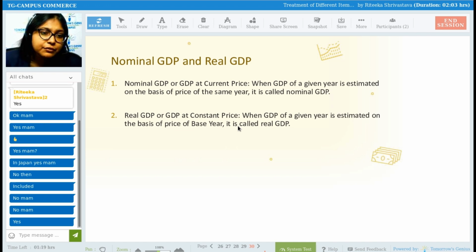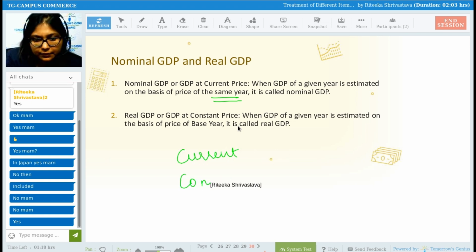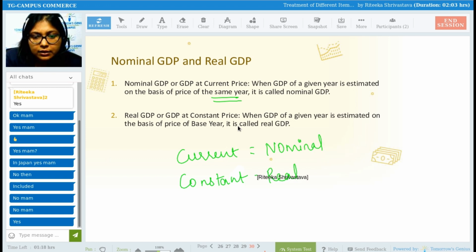Now, next they have given you the difference between nominal GDP and real GDP: GDP at current price, GDP at constant price. So when the GDP of a given year is estimated on the basis of the price of the same year, it is called nominal GDP. Simple. Current year is called nominal. Constant is called real.